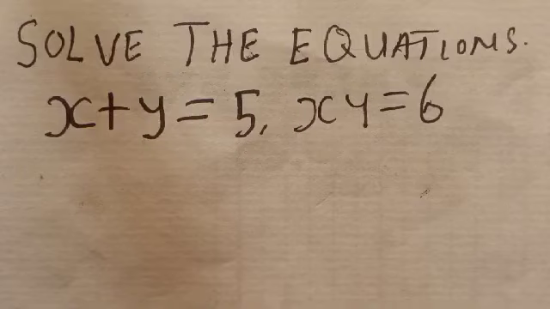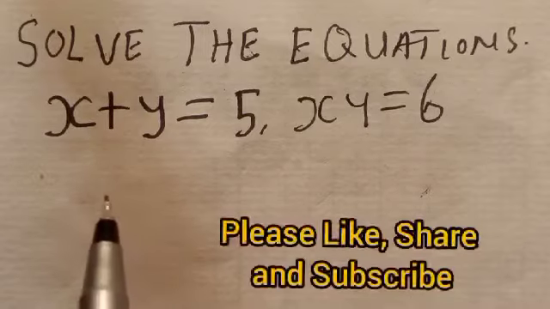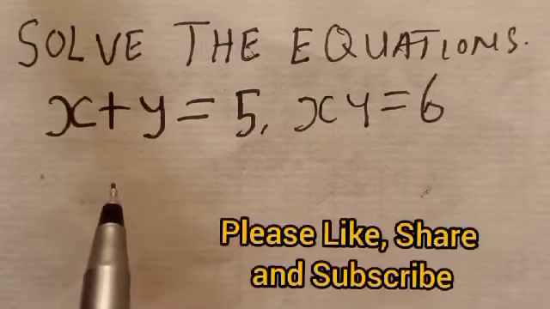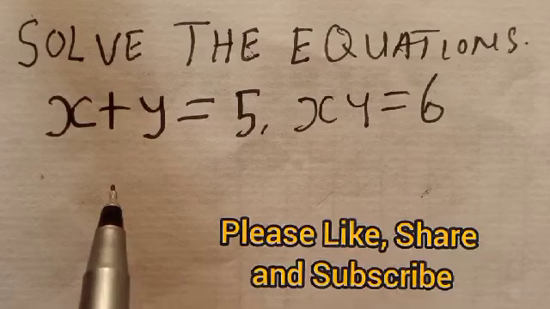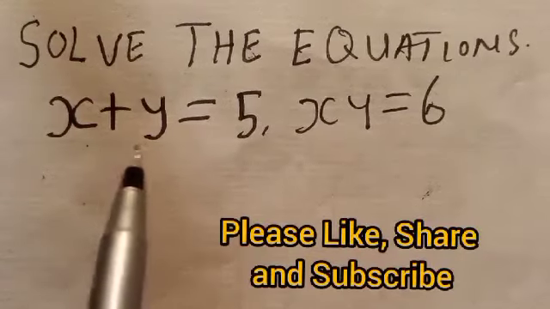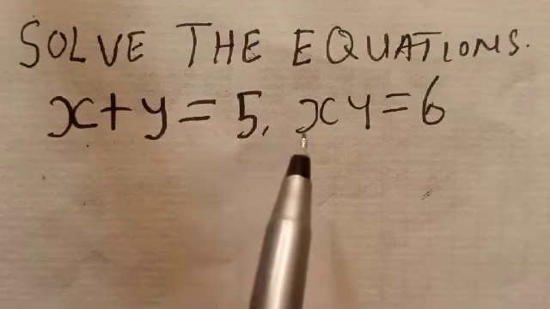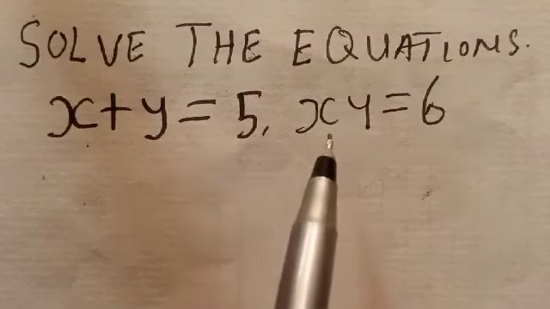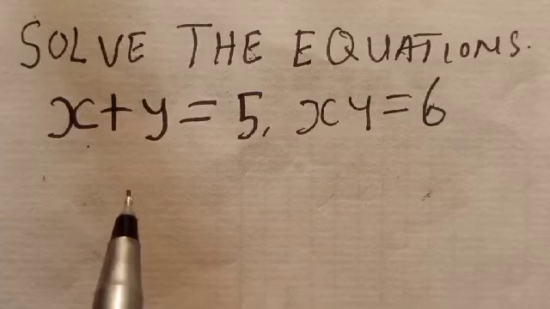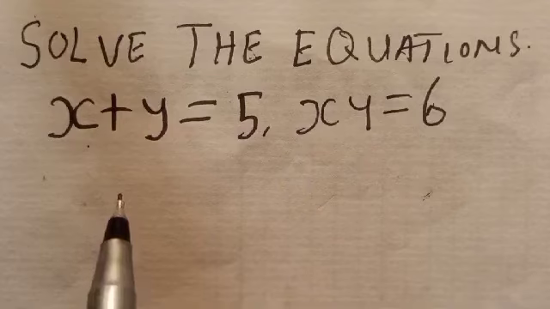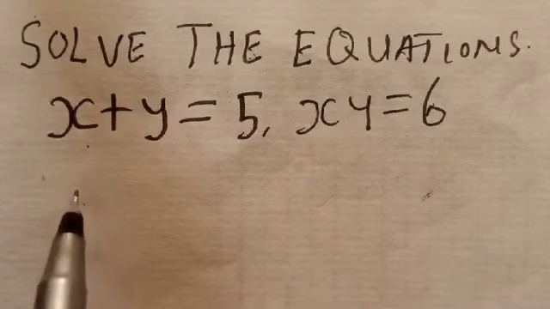In today's class, we want to look at how we can quickly solve this simultaneous linear and quadratic equation. The question says solve the equations, and the two equations are x plus y equals 5, and we also have xy equals 6. Now this is a simultaneous equation, but in this type of equation, while solving it, it will lead to a quadratic equation solution.